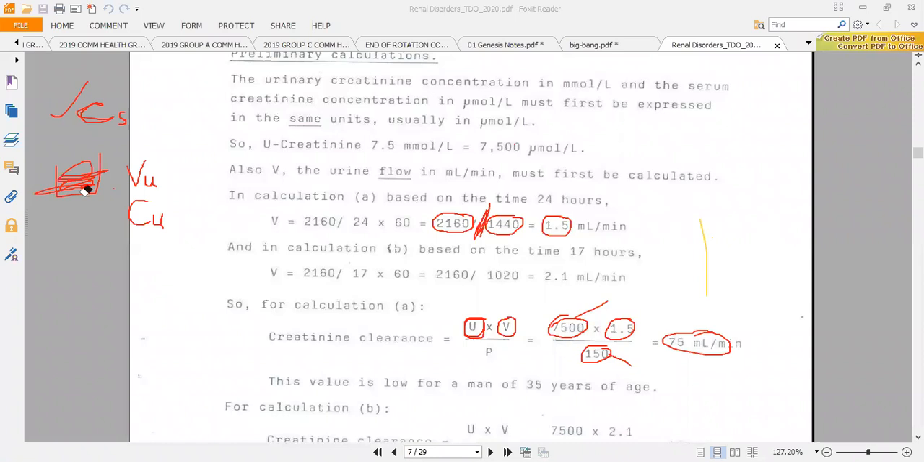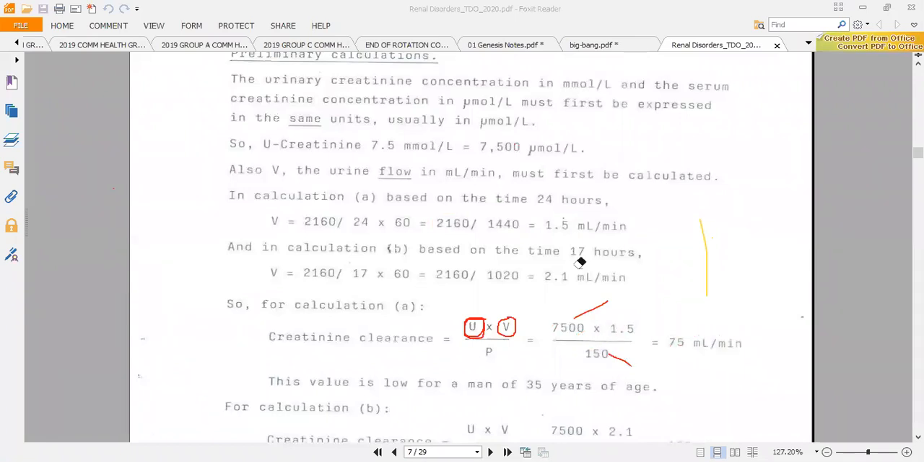With this same question, let's assume that when the nurse was measuring the urine, she told us that the urine was collected in 17 hours instead of 24 hours. So you see, it's going to affect the calculation, because when we are calculating the urine flow rate, we are going to use 17 hours, okay?